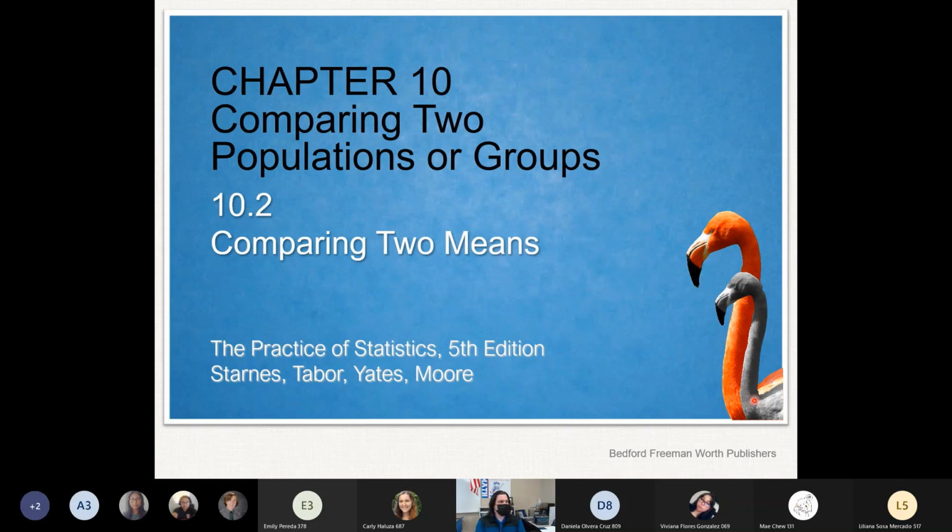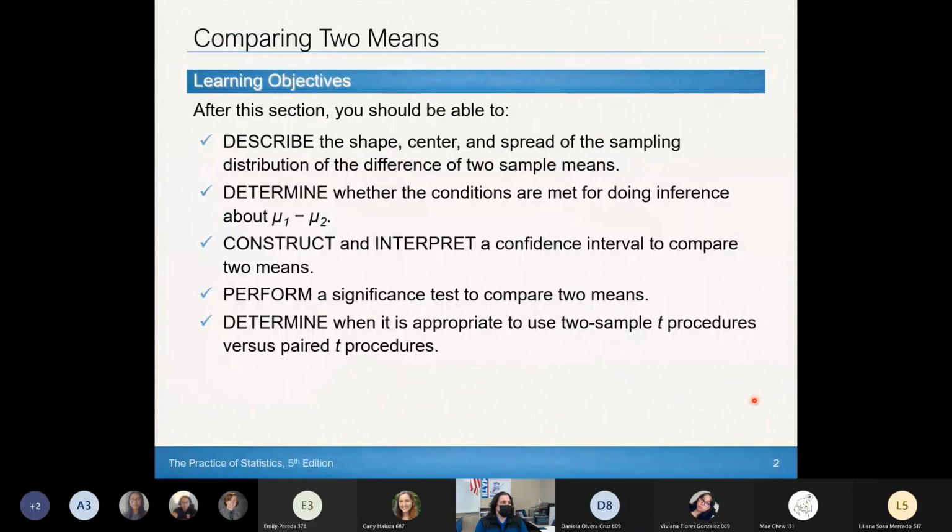All right, so here we go. Section 10.2, comparing two means. In this section, we will again be describing the shape, center, and spread of the sampling distribution, but this time for the difference of two sample means. We need to check if conditions are met for doing inference about mu1 minus mu2. We should be able to construct and interpret a confidence interval to compare two means. We also will need to be able to perform a significance test to compare two means.